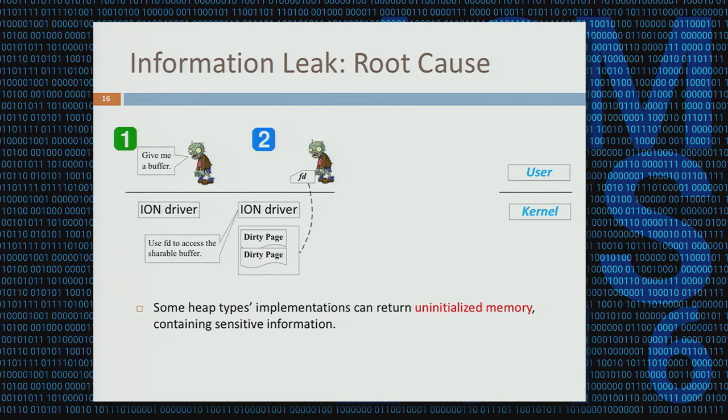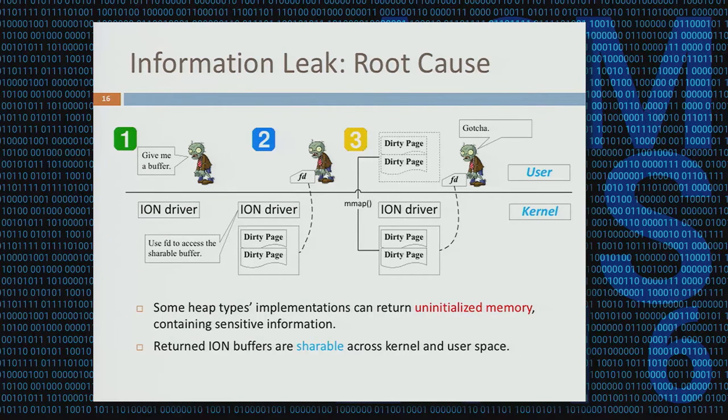But the problem is that the allocated buffers may contain dirty pages that can include sensitive information. If the dirty buffer were only accessible from the kernel space, things would be okay, because the sensitive information could not leak out to the user space. But you may remember that a major design choice of ION is its buffer sharing capability. So now the user has an opportunity to access these dirty pages from user space, and this can cause many information leakage vulnerabilities.